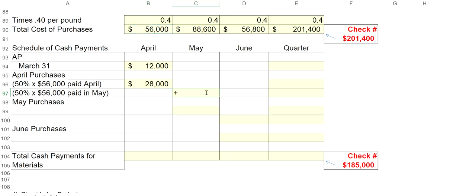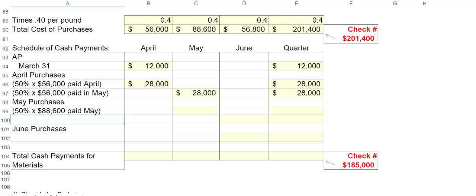And in May, again, 50% of 56,000. Okay, and I will bring these over to the total column. Okay, May purchases are 88,600. 50% of the 88,600 will be paid in May, and 50% of the 88,600 will be paid in June.